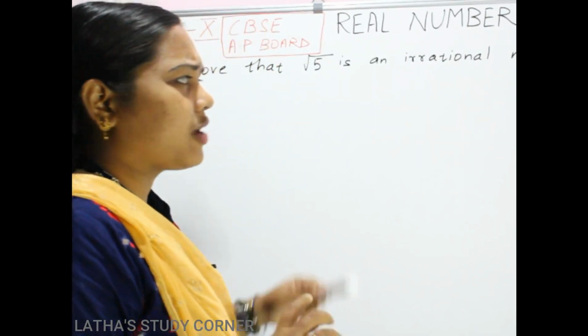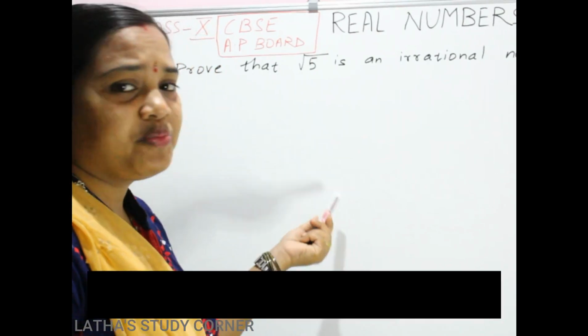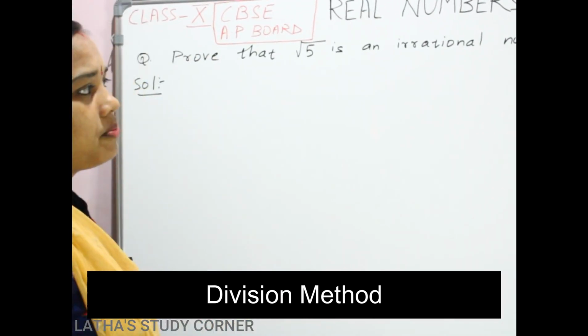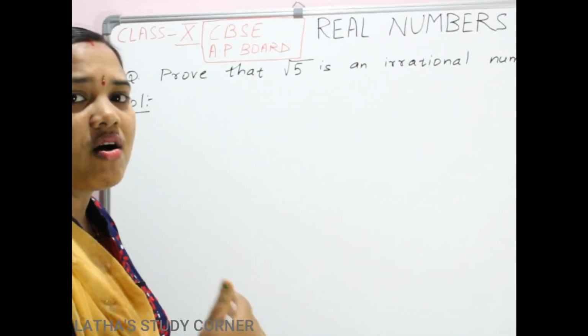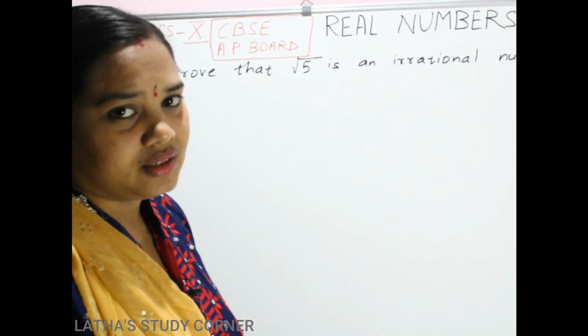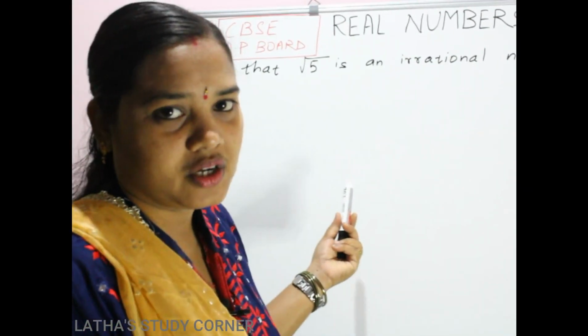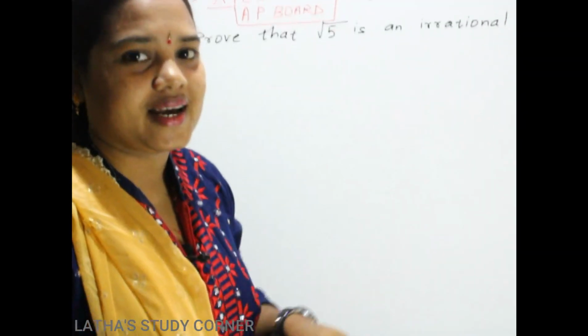You can prove this one by two methods. One is by contradiction method and the second is by division method. By finding the square root of 5, we will get a non-terminating decimal. As it is a non-terminating decimal, it's an irrational number. So by division method also we can prove that root 5 is an irrational number.